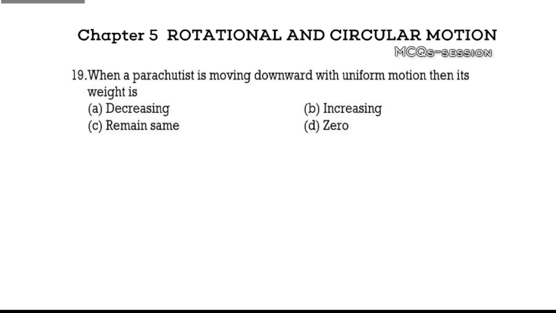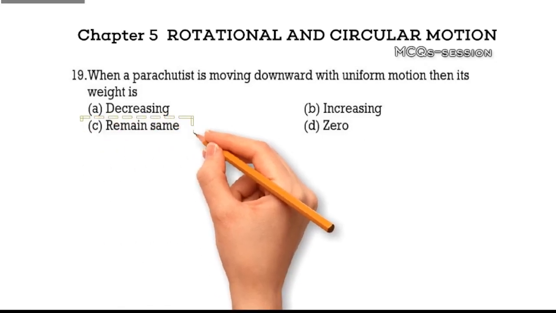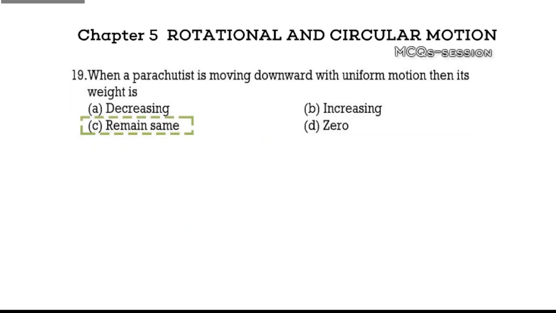Question 19. When a parachutist is moving downward with uniform motion, then its weight is A. Decreasing, B. Increasing, C. Remains the same, D. 0. Pause and think. The answer is C. Remains the same. Explanation. The weight of an object, defined as the force due to gravity acting on its mass, remains constant regardless of the motion. Uniform motion means there is no net acceleration affecting weight.